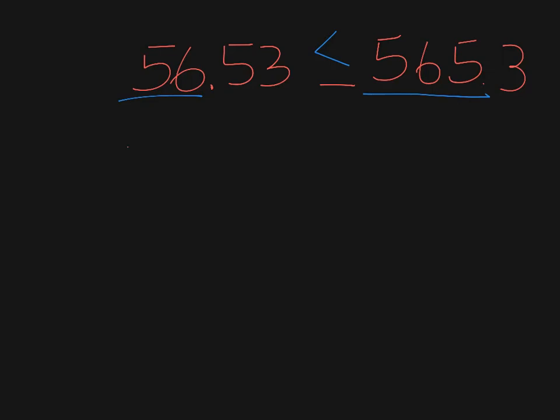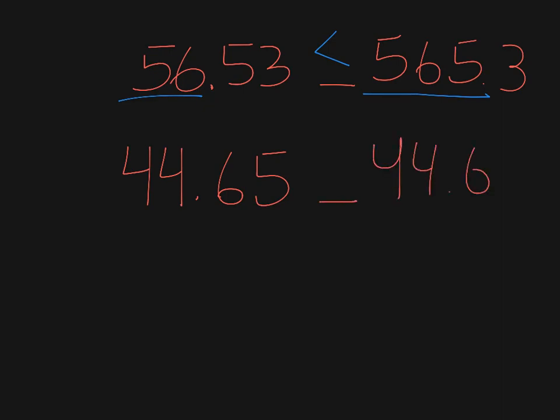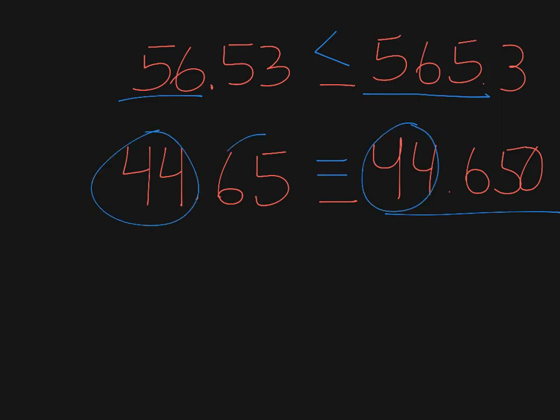For the bottom one, it'll be 44.65. And then you have to compare that to 44.650. So a lot of students might think this one's greater, but it's not. They're actually the same. They're actually equal because they're both 44. And then this one's 65 and this one has 65. The only thing that's different is this one has a 0. But we know that we can add as many zeros as we like and it'll still be equal.